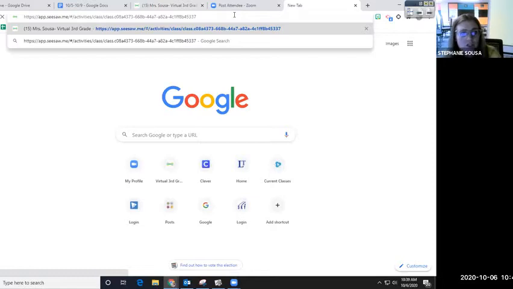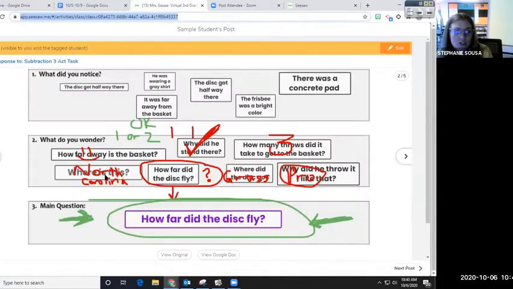We asked questions about this video, and some of the questions that we came up with, I knew the answers. I knew that it took 3 throws to get to the basket. Why did he throw it like that? Because he's a pro. Where did the disc go? It landed in the grass. Why did he stand there? That is the beginning spot. It's where you take your shot. How far away is the basket? We didn't know that yet, but we do now. Where is this? In North Carolina.